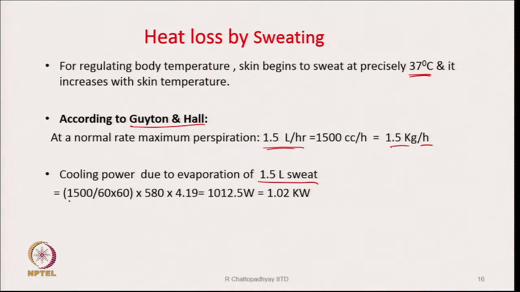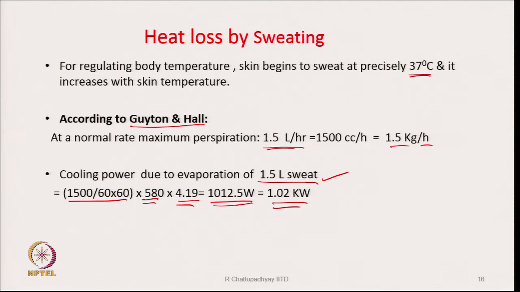So, per second it is going to be this much in terms of cc, or in terms of gram also it will be 1500 gram, that multiplied by 580 into 4.19 will give you the total watt: 1012.5 watt, that is 1.02 kilowatt, almost, of heat will be lost if we are generating sweat at this rate.